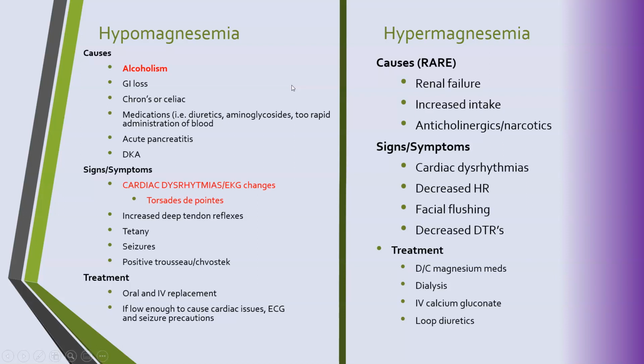So side by side, hypomagnesemia: alcoholism is the major cause. Signs and symptoms: cardiac dysrhythmias, EKG changes. Torsades de pointes is typically what is seen in terms of dysrhythmia. Hypermagnesemia, again, it's going to be rare. Usually the major cause is going to be renal failure.